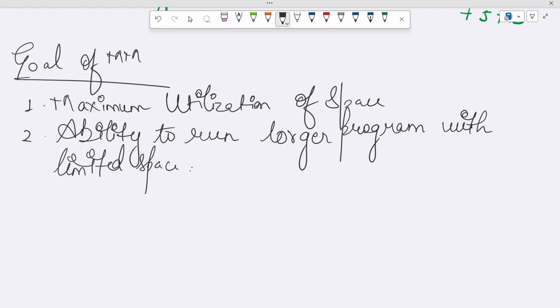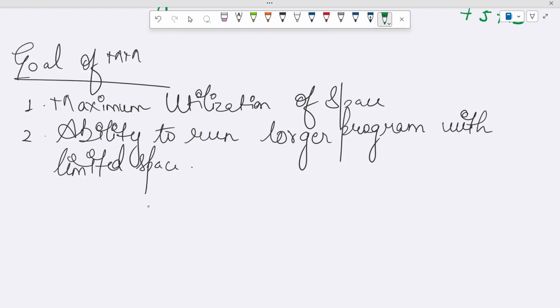With limited space. This is basically the goal of memory management: maximum utilization of space so that there is minimum wastage of space, so that there is no external or internal fragmentation taking place. What is fragmentation? We'll discuss later. Fragmentation simply means the wastage of space. So maximum utilization of space leads to minimum wastage of space.